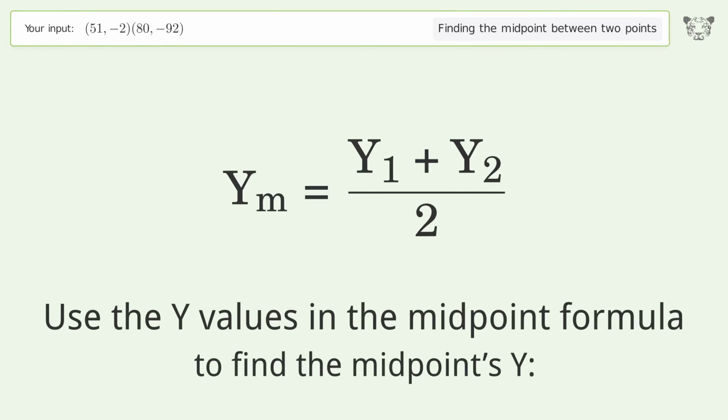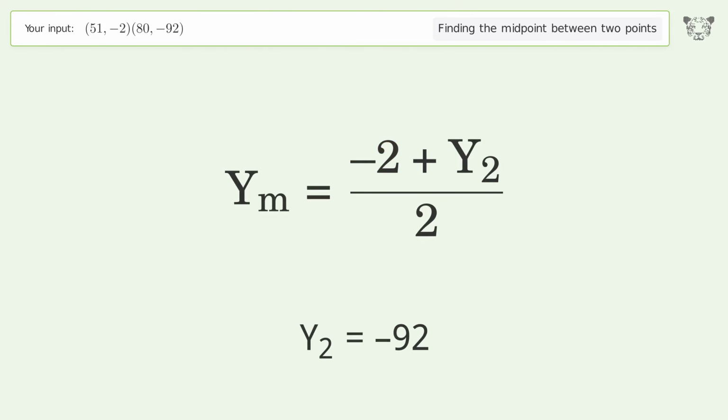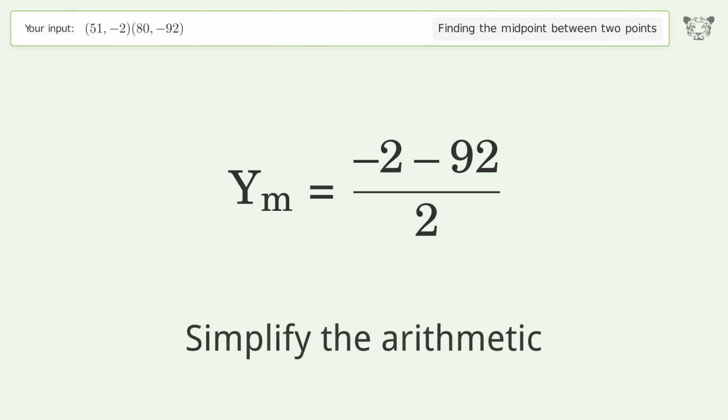Use the y values in the midpoint formula to find the midpoint's y. y1 equals -2. y2 equals -92. Simplify the arithmetic.